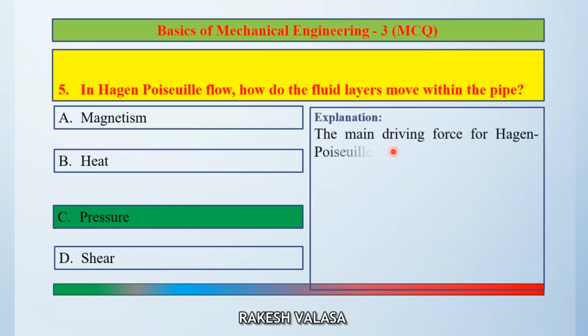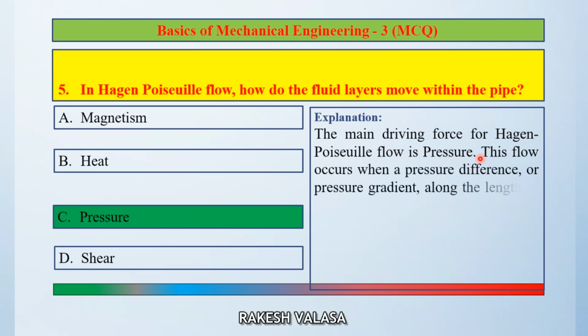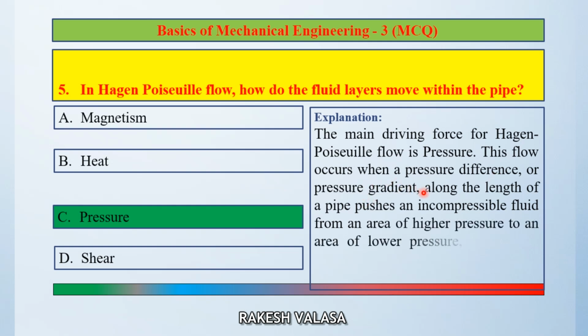The main driving force for Hagen-Poiseuille flow is pressure. This flow occurs when a pressure difference or pressure gradient along the length of a pipe pushes an incompressible fluid from an area of higher pressure to an area of lower pressure, despite the resistance from viscosity and pipe walls. So the correct answer is option C pressure.